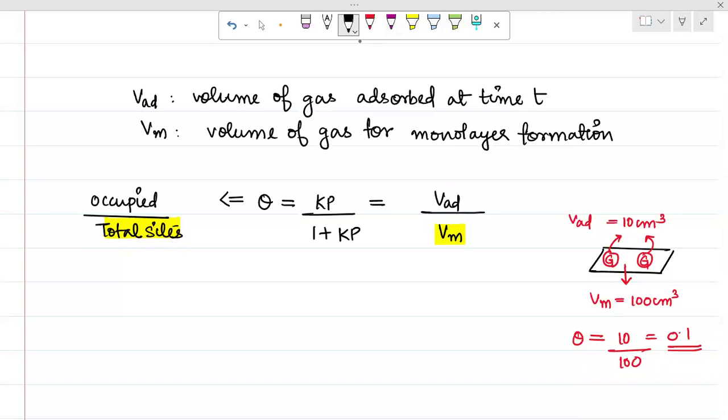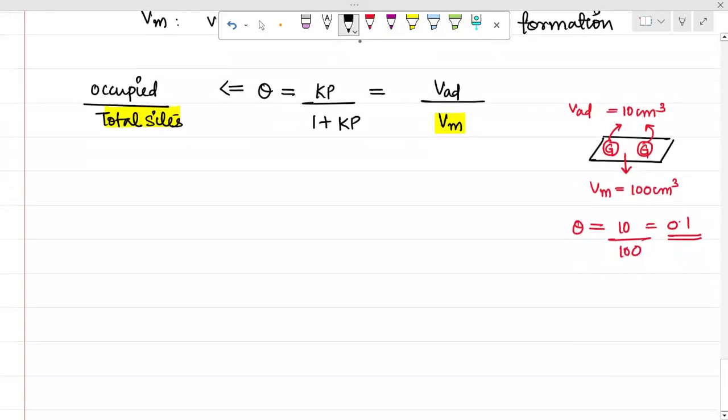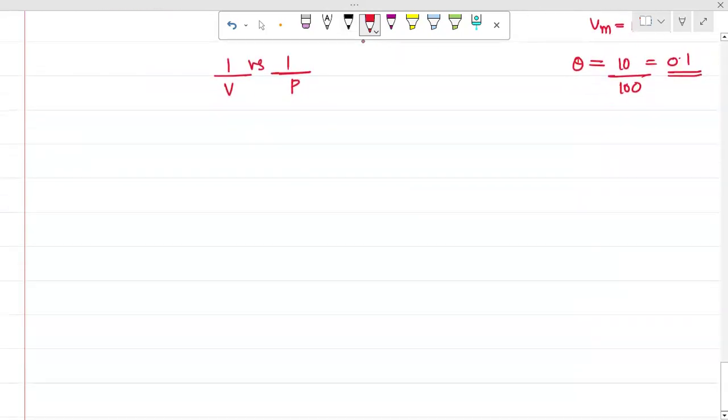Theta is already known to be Kp by 1 plus Kp. So let's plot between these two. What I'm going to do, listen very carefully. You can write down the heading 1 by V versus 1 by P. That is the plot that we are going to discuss. 1 by V versus 1 by P.